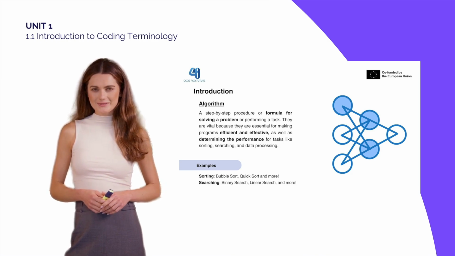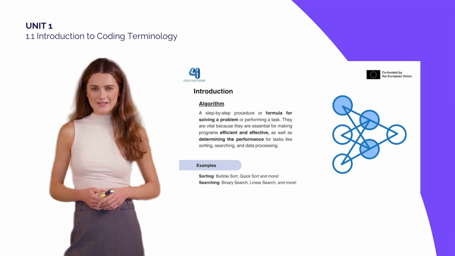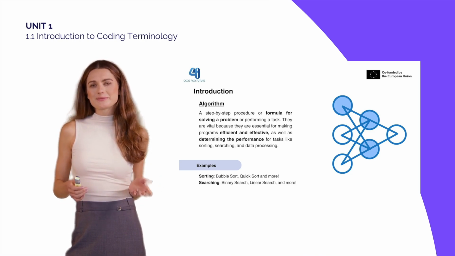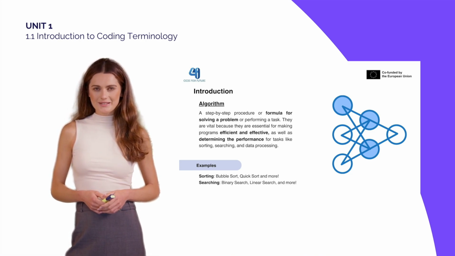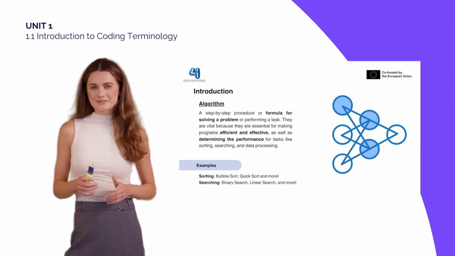Why are algorithms important? Algorithms determine performance in tasks like sorting, organizing data efficiently, for instance, bubble sort, quick sort, and searching, finding data quickly, for instance, binary search, linear search. By using the right algorithm, we can make programs faster, smarter, and more optimized.